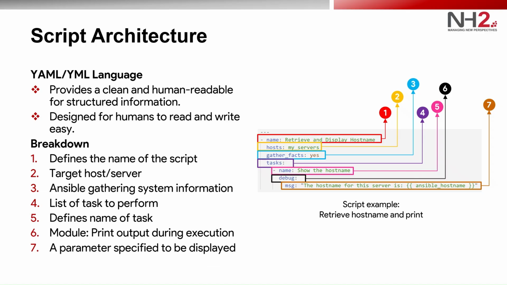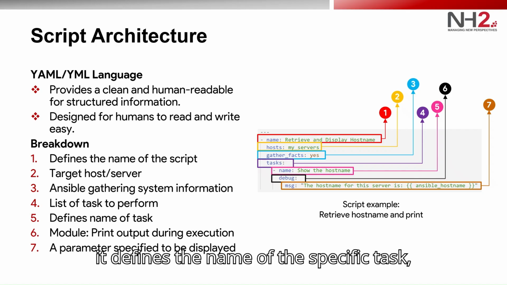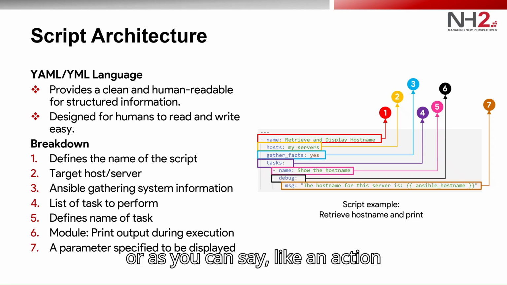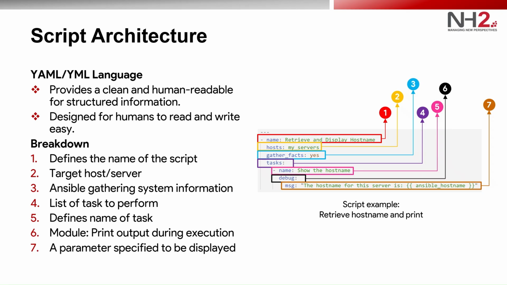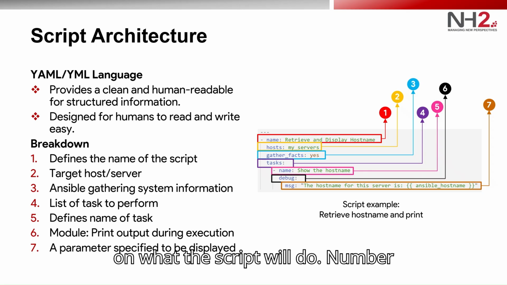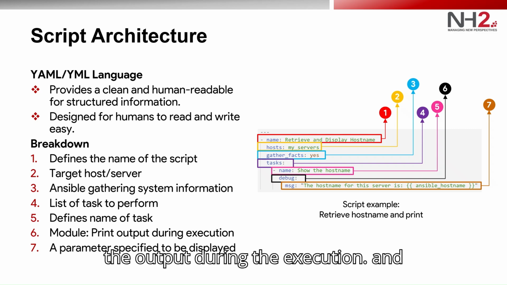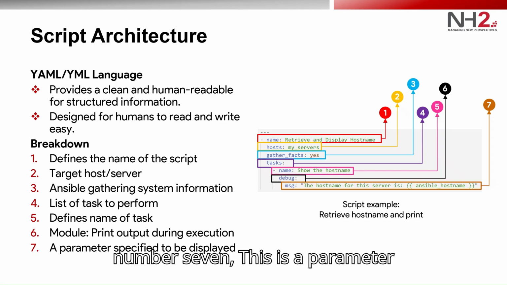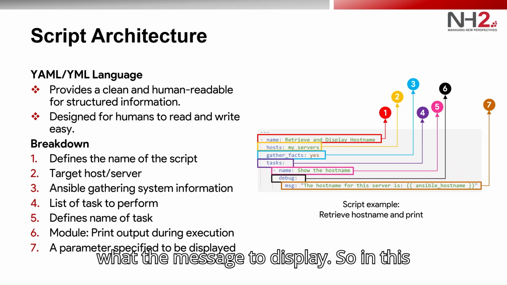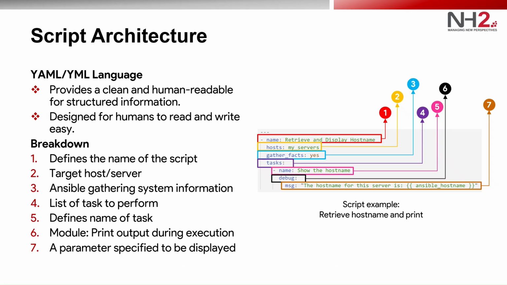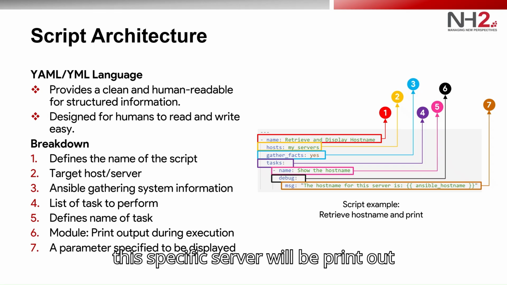List four, this is where you define the list of tasks to perform. Number five, it defines the name of the specific task, or as you can say, an action on what the script will do. Number six, debug is an Ansible module which prints out the output during the execution. And number seven, this is a parameter for the debug module. It specifies what message to display. So in this case, the hostname of this specific server will be printed out.